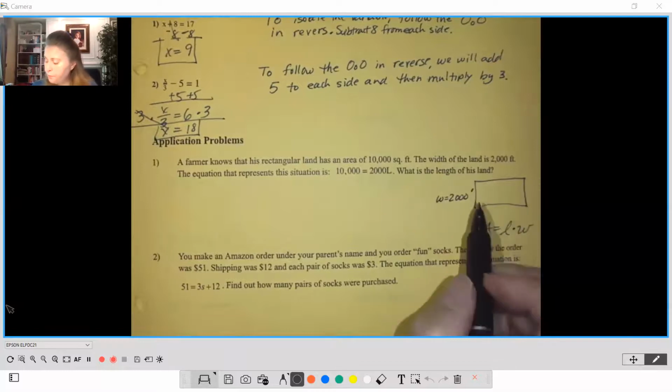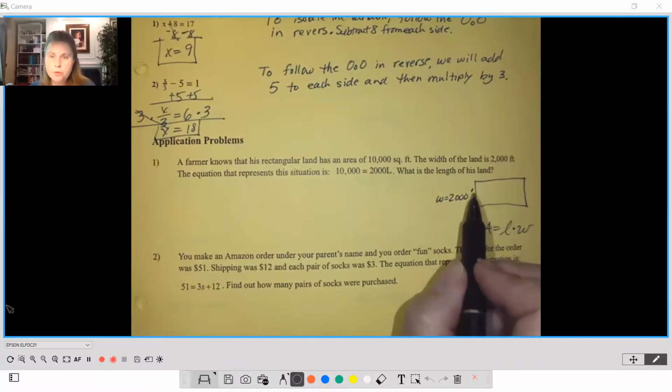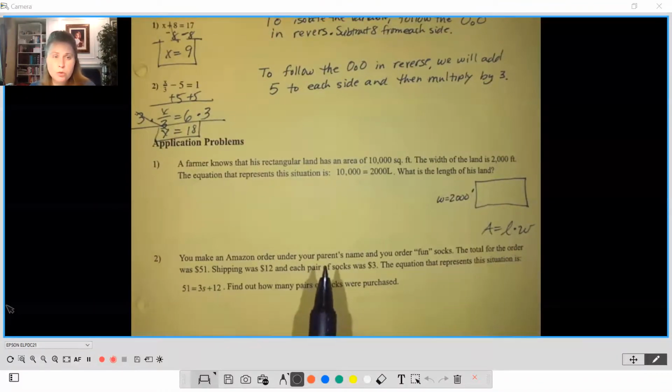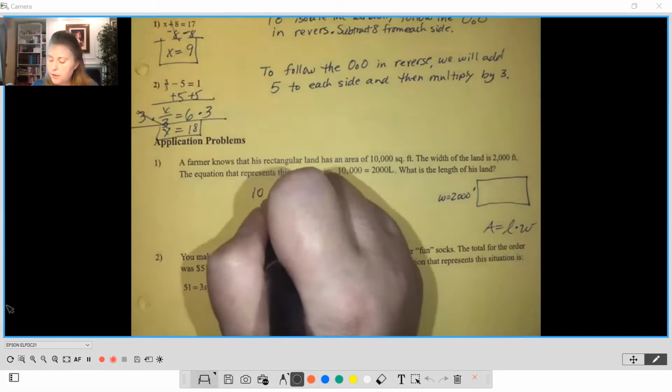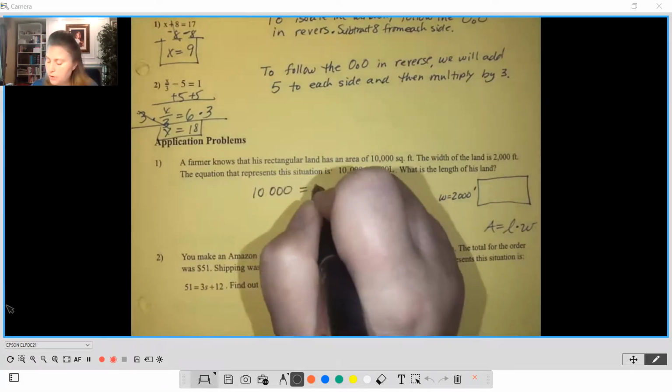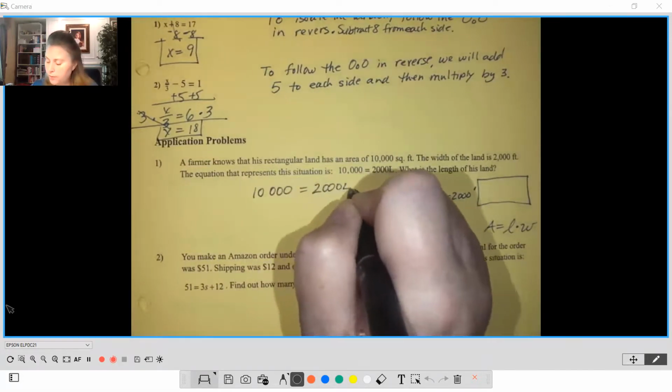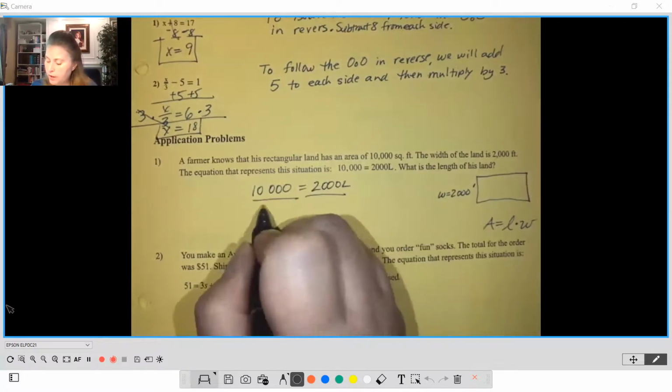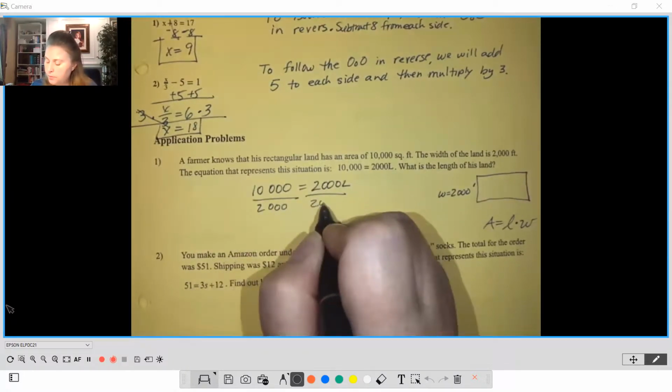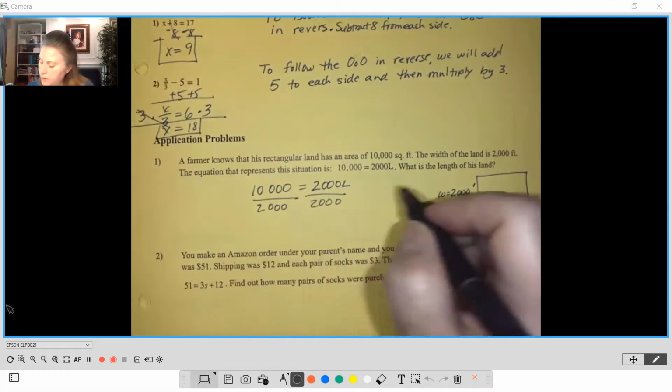Okay, what we would normally refer to as an apostrophe is feet, okay? And when you have two of those, like a quotation mark, that's the abbreviation for inches in math. The equation that represents this situation is 10,000 equals 2,000 L. Okay, we divide each side by 2,000 to get L.